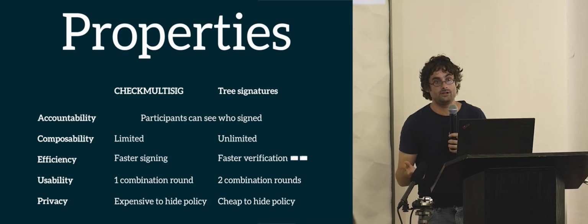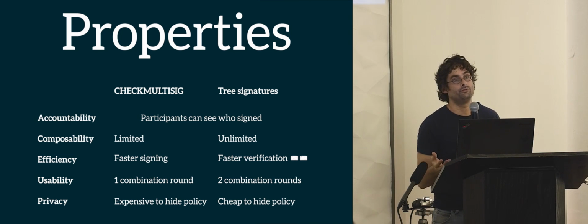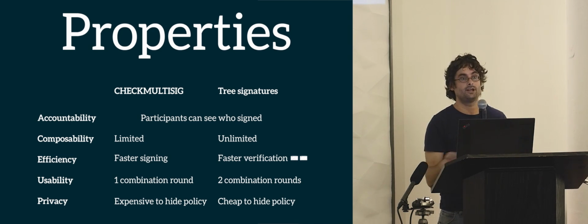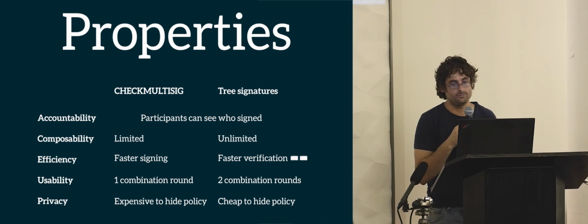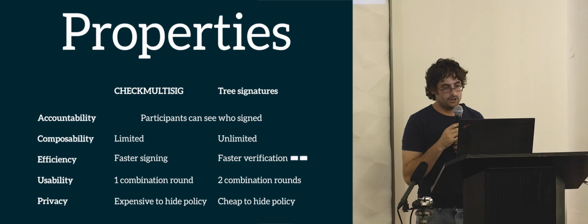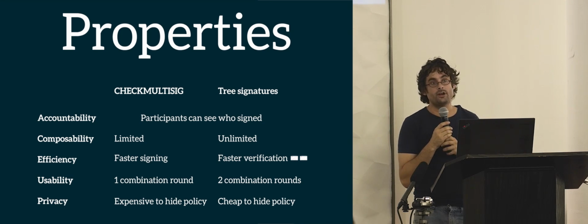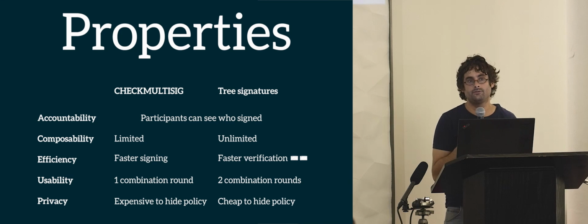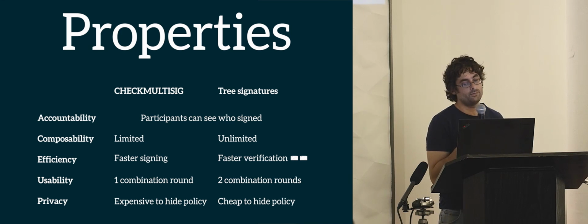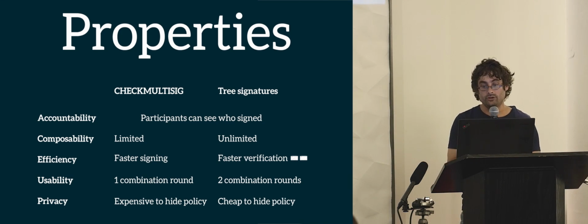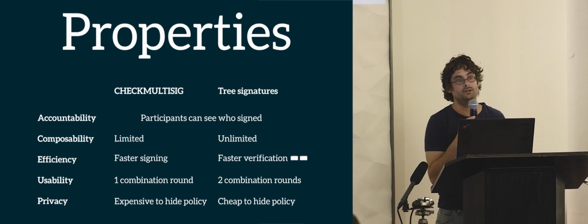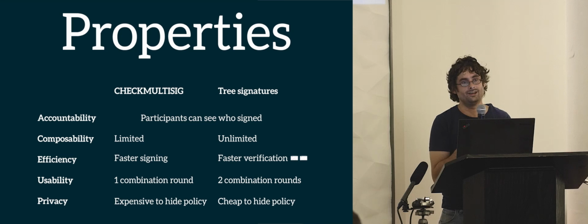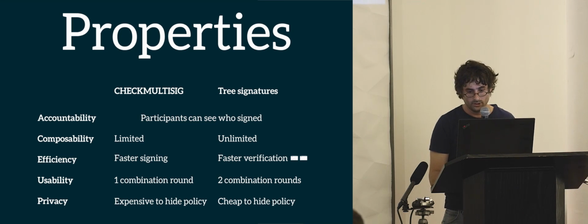Composability is obviously much more powerful. I can take 2 trees and I can combine them in arbitrary ways. That's pretty much by construction what it does. The efficiency here, check multisig has faster signing because you don't have this iterating through all combinations thing, though tree signatures have faster verification. That's really what we care about in resource constrained blockchain systems.